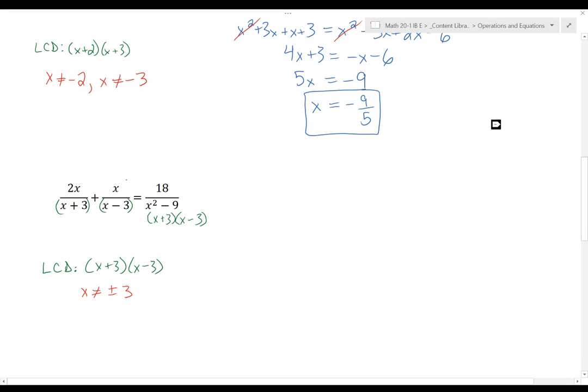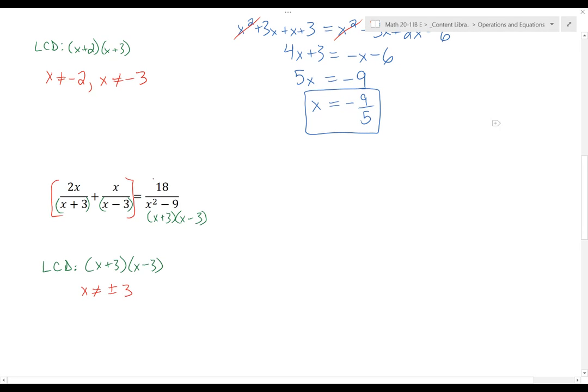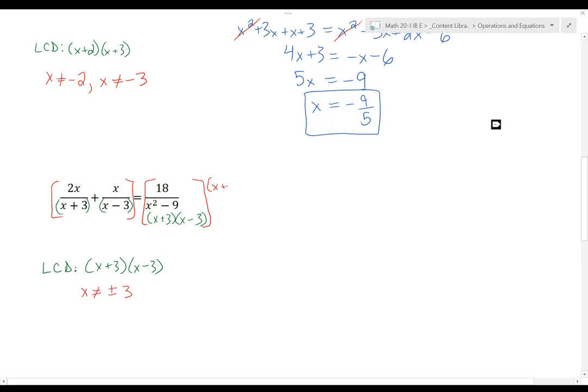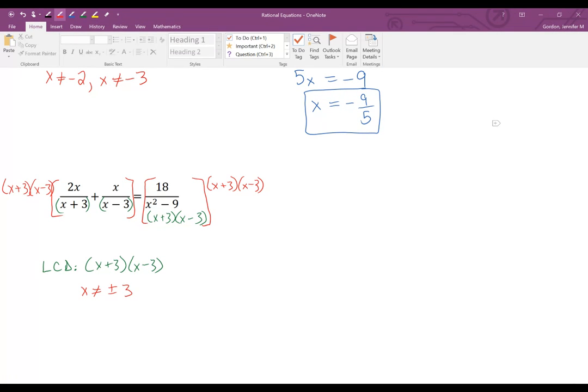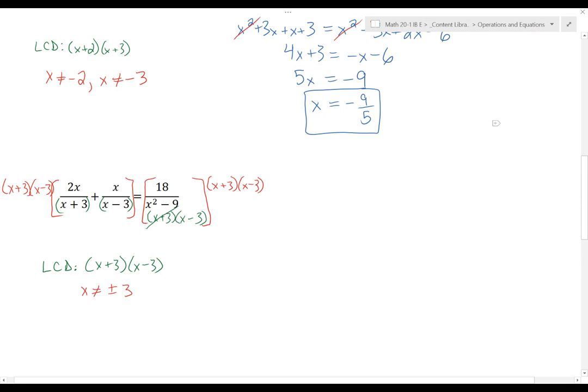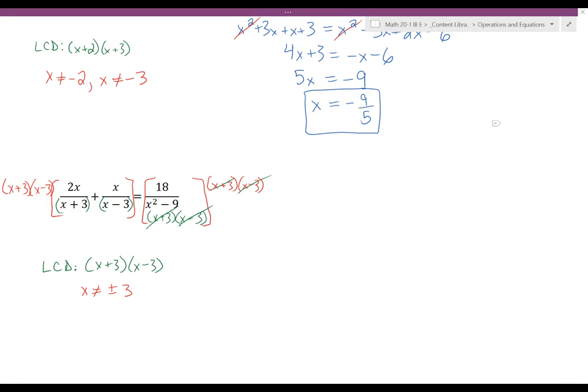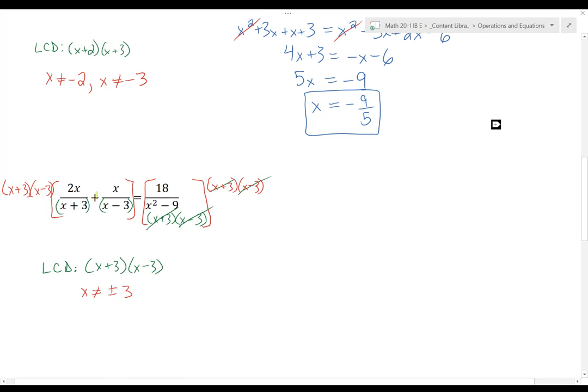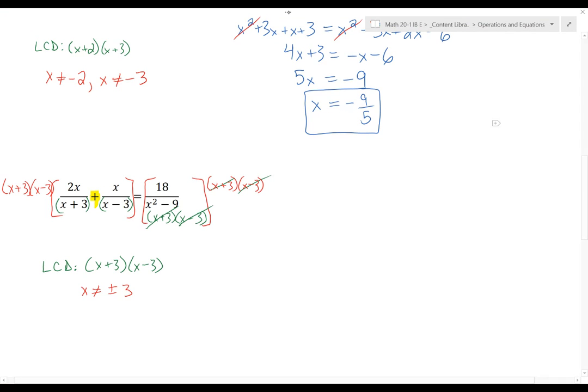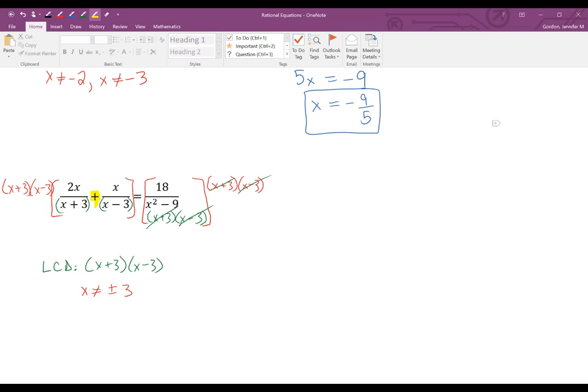So I'm going to now multiply the left side of the equation, the whole thing, and the right side of the equation by this lowest common denominator, x plus 3, x minus 3. On the right-hand side, that's easy. It's all just going to cancel, leaving me just with 18. On the left-hand side, I'm having to distribute because there is an addition in the middle here, which means that this multiplication by the lowest common denominator has to distribute.